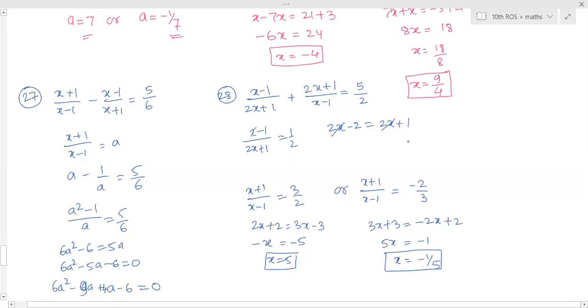X has become 0. Ma'am, I equated the first, x minus 1 by 2x plus 1, to 2, ma'am. Yeah, that is minus 1, done. That you got the value of minus 1. The second part.